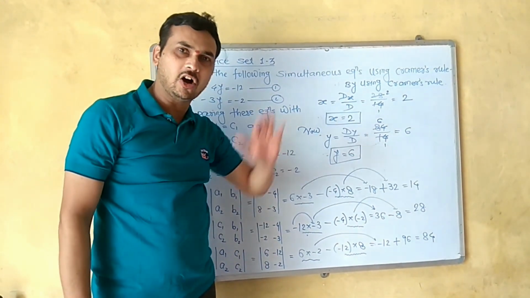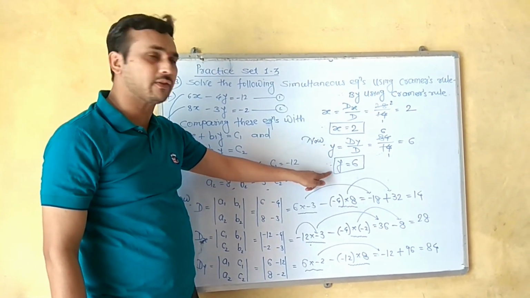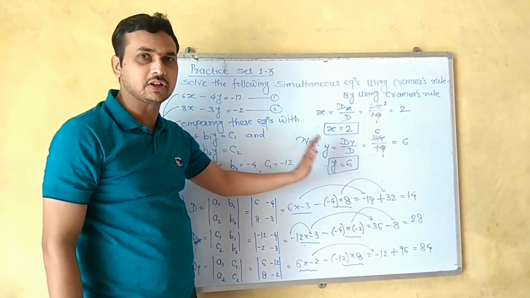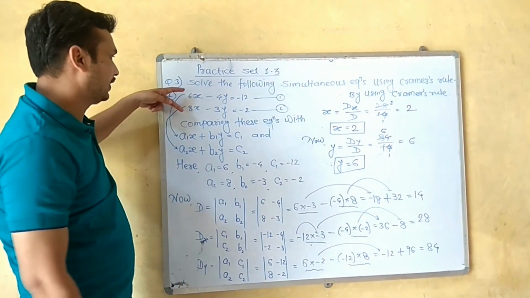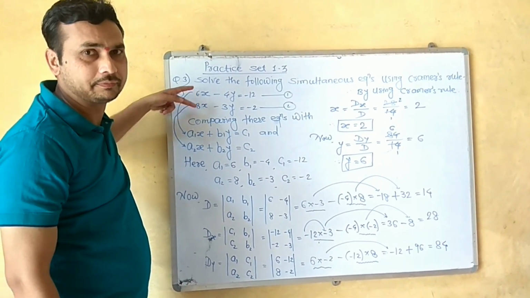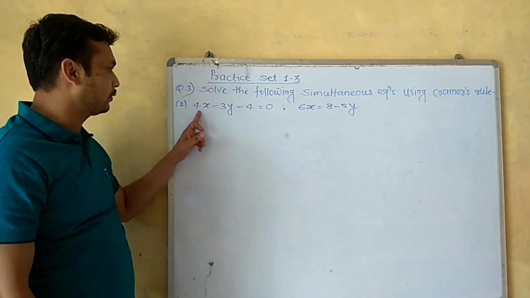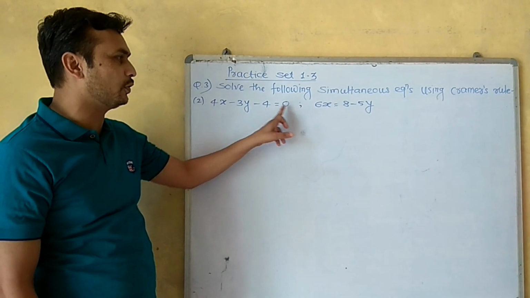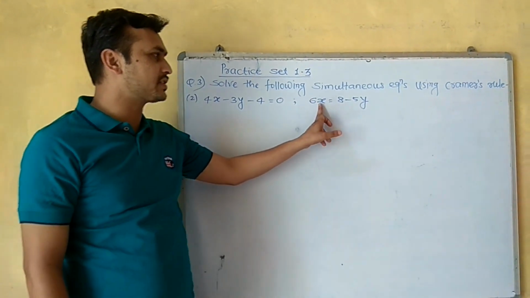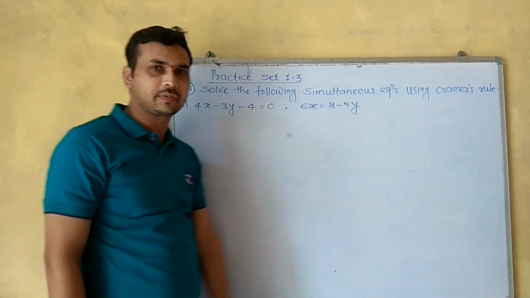Last line of our answer: x equals 2 and y equals 6 is the solution of the given simultaneous equations. Now let us try the second example: 4x minus 3y minus 4 equals 0 and 6x equals 8 minus 5y.